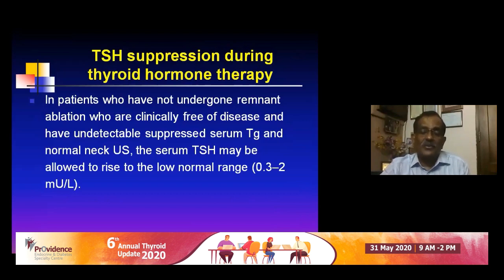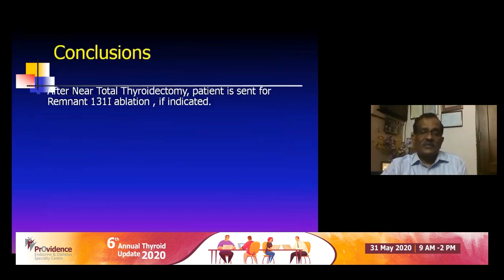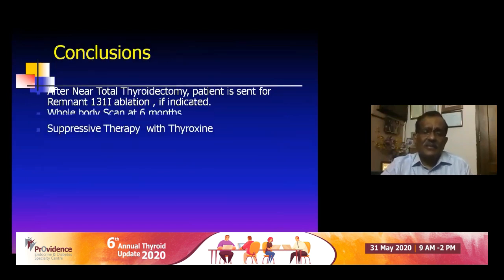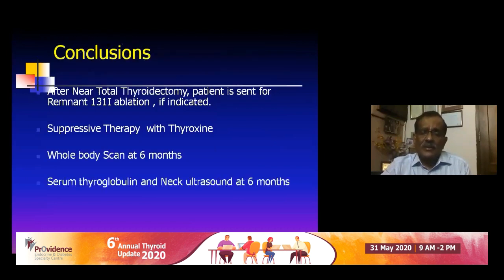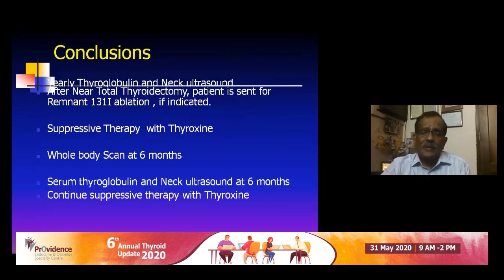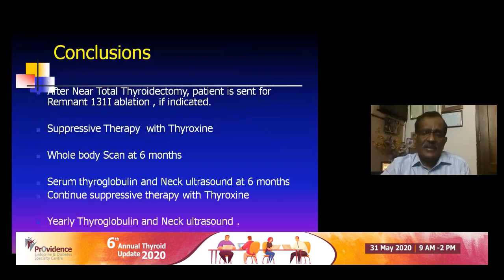So the conclusions: after near total thyroidectomy, the patient is sent for remnant I-131 ablation if indicated, with suppressive therapy with thyroxine, whole body scan at 6 months, serum thyroglobulin and ultrasound neck after 6 months, continuous suppressive therapy with thyroxine and yearly thyroglobulin and neck ultrasound, and continuous therapy and screening lifelong.